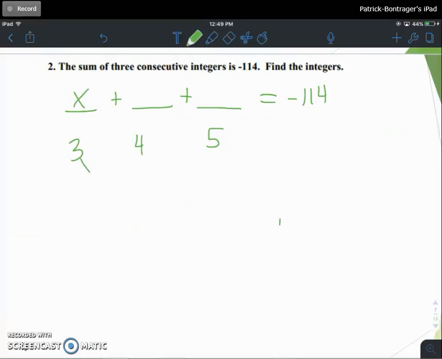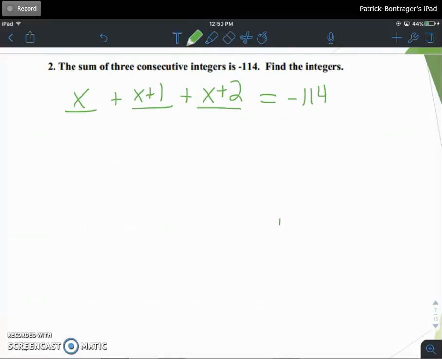Now, how can I go from 3 to 4? Well, I can add 1. So x plus 1 will be my next integer. And how can I go from 3 to 5? I'm going to add 2. So my next integer is x plus 2. And this was used just to help me set up the equation. So I'm going to get rid of it.